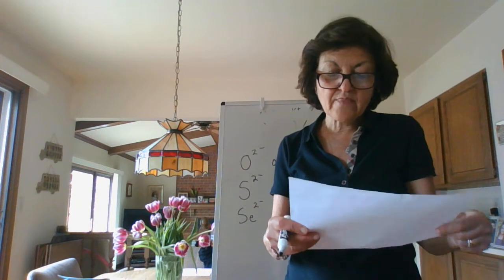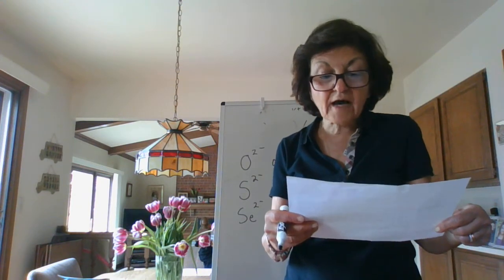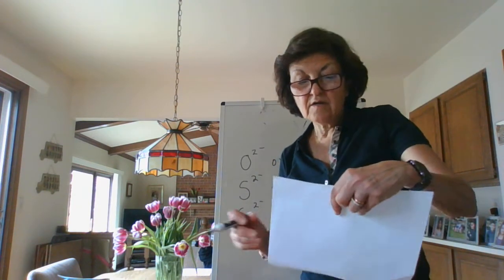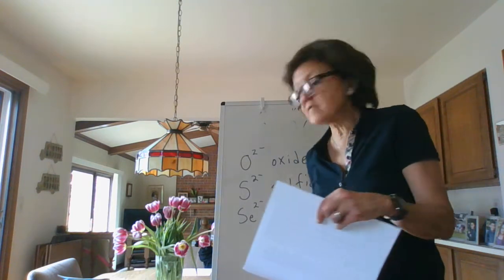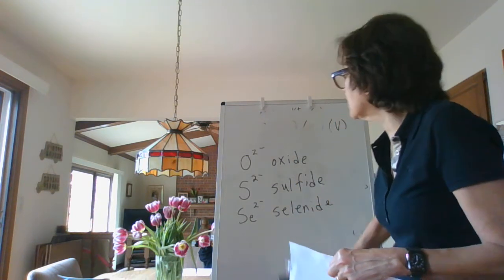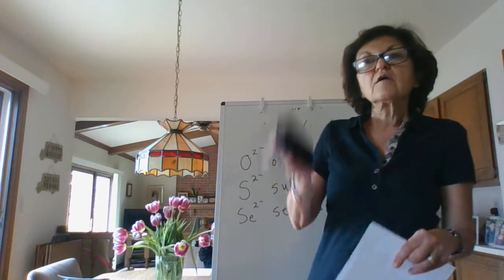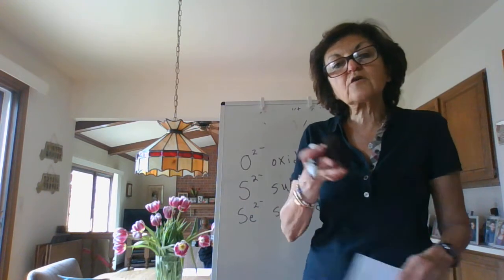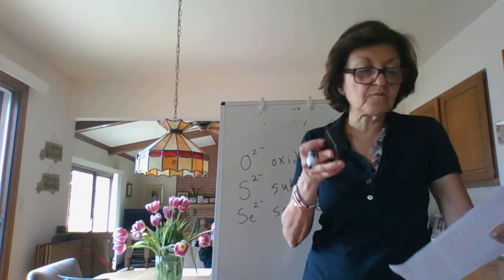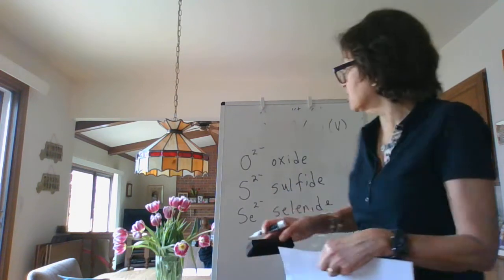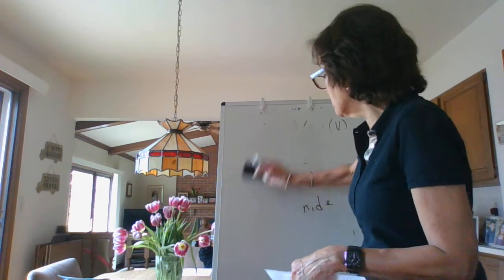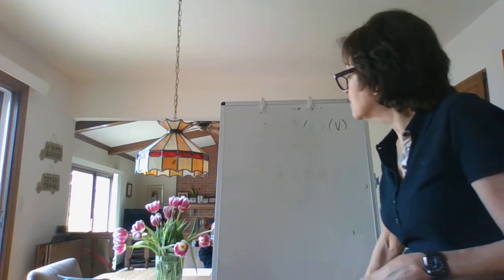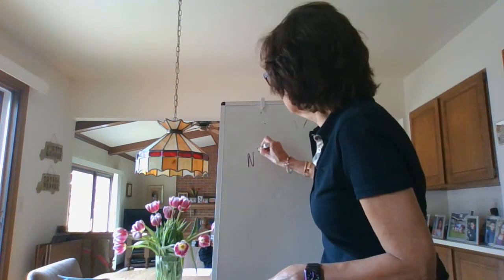Okay. And then we'll go to group 5A, nitrogen, phosphorus, and arsenic. All right, so the nitrogen, remember, group 7A picks up 1 electron. Group 6A picks up 2 electrons. Group 5A, those 3 nonmetals, they pick up 3 electrons. So the nitrogen becomes nitride.